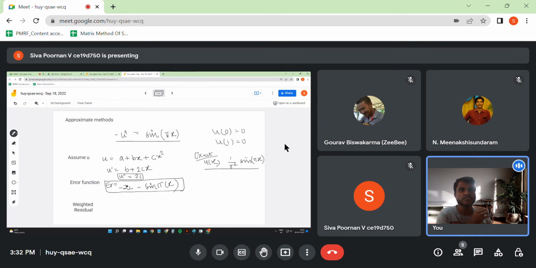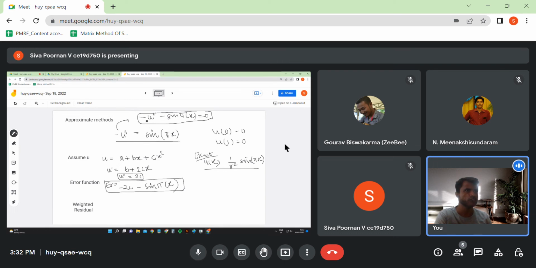I'm writing it this way because if u double dash is actually equal to minus sine pi x, I can rewrite the equation as minus u double dash minus sine pi x equal to 0. If we had assumed an exact solution, then u double dash would become equal to this and the whole thing would become equal to 0. But since our assumption may not be accurately right, we have u double dash equal to 2c.